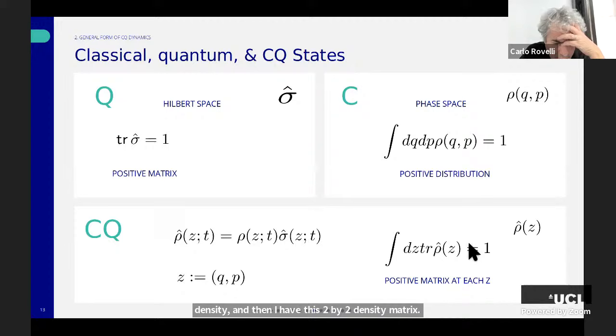Does anyone have any question about how we're representing classical quantum systems? Because I think that's important.